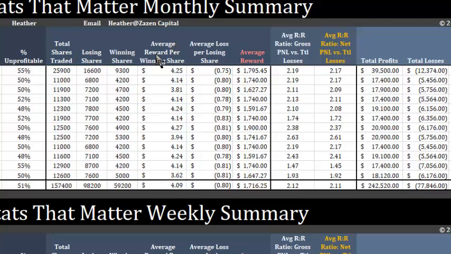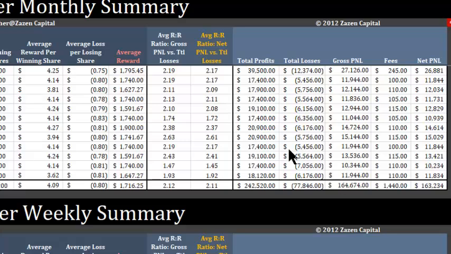Next up, we have your average reward and your average loss per share, and then the average reward in a dollar amount. The next column calculates what your average risk-reward ratio is over that series of trades for any given month or week. The first column is your gross P&L risk-reward, and then the second is your net. It also tallies up total profits, total losses, gross P&L, all fees for that time period, and then finally your net profit loss.